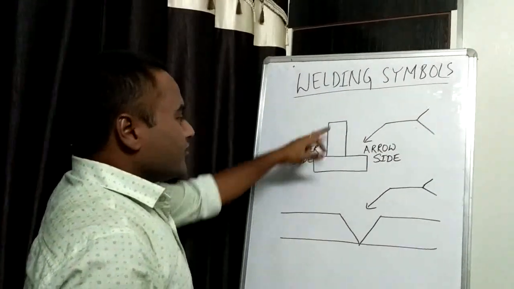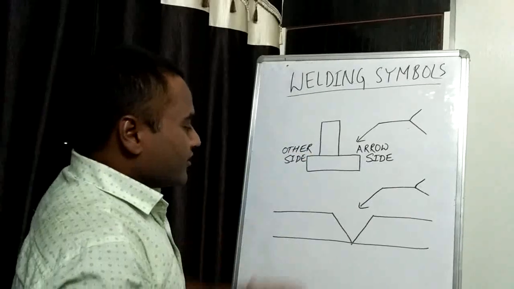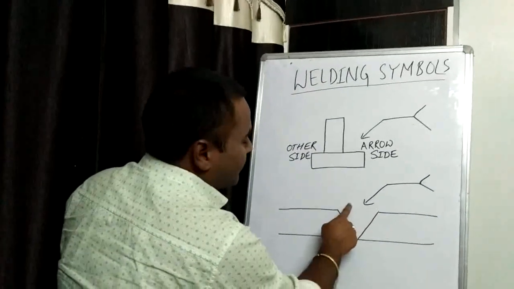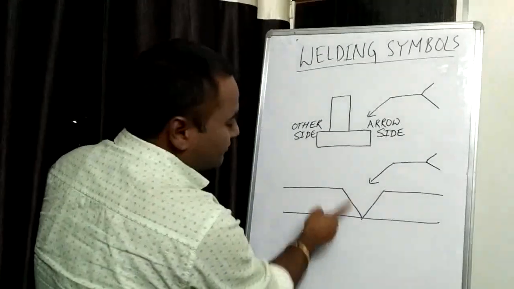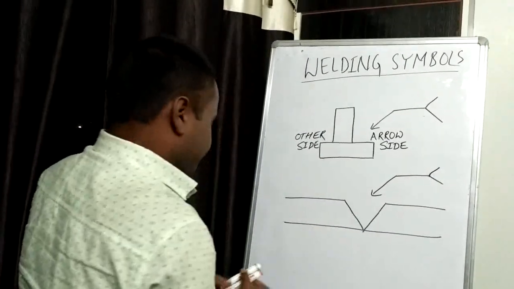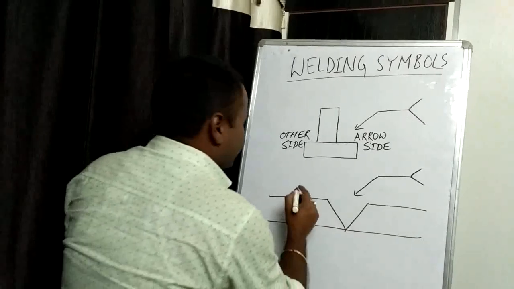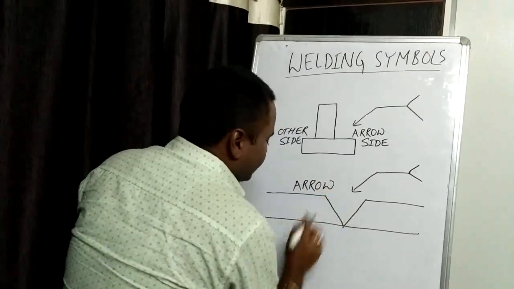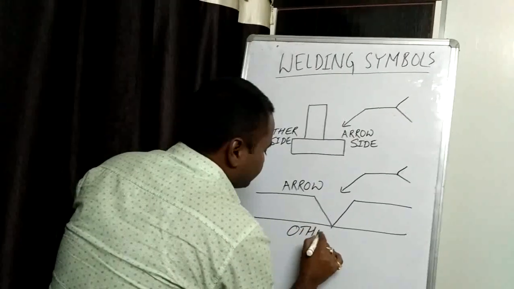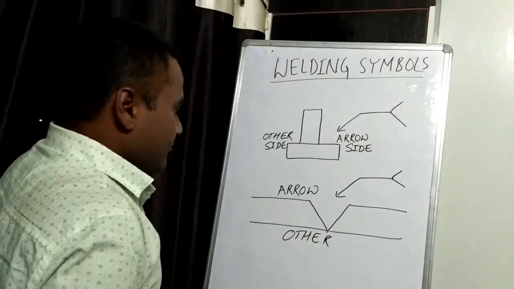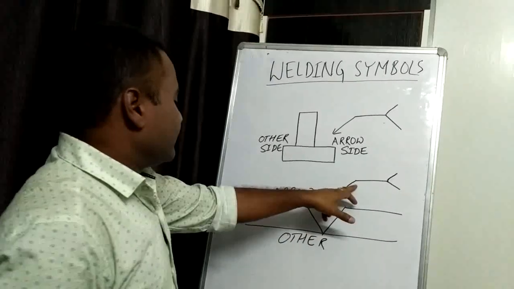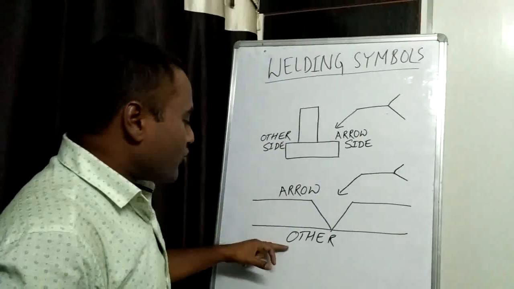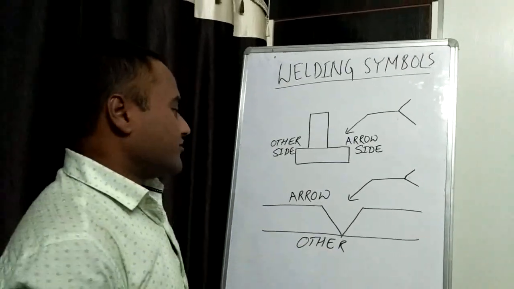The side where the arrow points will be called the arrow side, and the side opposite to that will be called the other side. This is a T-joint, this is a fillet joint. Now in case of a butt joint also, here this side will be called the arrow side, and the side opposite to this side will be known as the other side. I'll write it down for you. Arrow side, other side. So the side where the arrow points will be called the arrow side, and the side opposite to that will be called the other side.